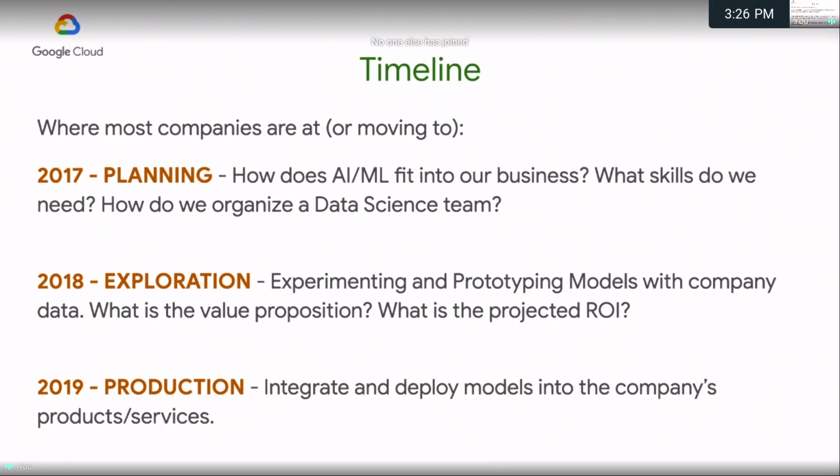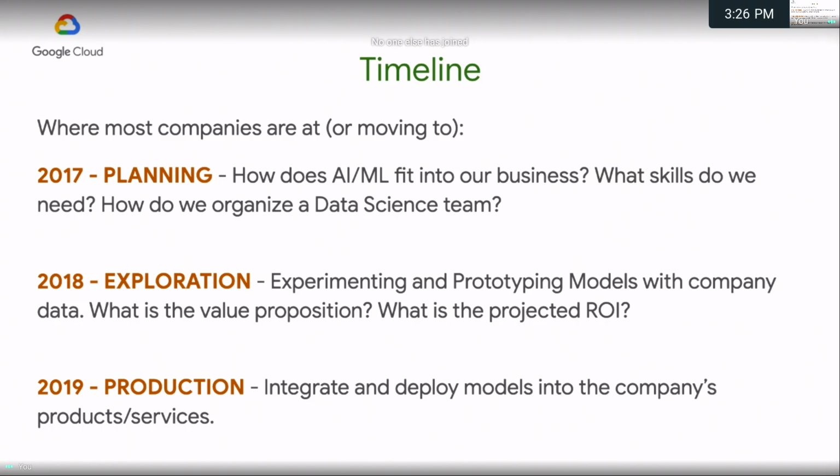In 2017, most of my interactions with people were about planning. They hadn't really started ML yet. They were trying to figure out how AI and ML were going to fit into their business, what kind of skills they needed, and how to organize a data science team.